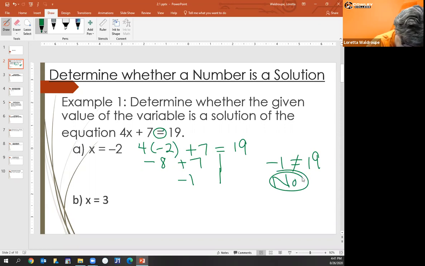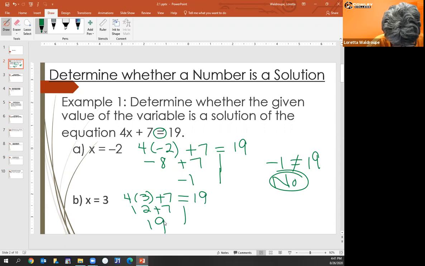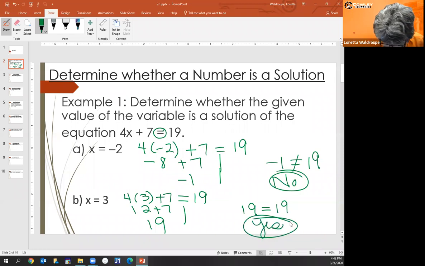Let's try 3. 4 times 3 plus 7, does that equal 19? Well, that's 12 plus 7, and 12 plus 7 is 19. So we know that 19 does equal 19 is true. So yes, that is a solution.